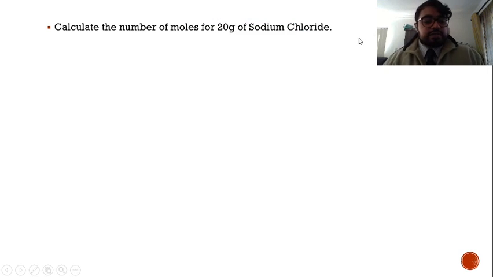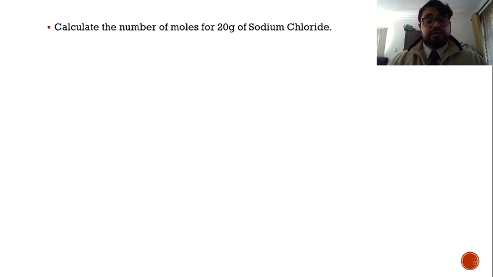So calculate the number of moles for 20 grams of sodium chloride. What we've been given is the mass of sodium chloride, and we've been given the compound. What we have to do now is change sodium chloride from words to its chemical formula. So that is NaCl.